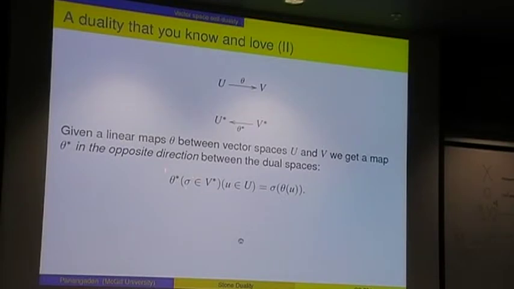Okay, so it's the obvious thing here. I want to construct theta star that takes an element of v star and gives you an element of u star. An element of u star has to know how to assign a number to u, so now you have those ingredients, sigma and u, and theta. How do I construct a number? Well, sigma knows how to take elements of v to numbers. Unfortunately, it doesn't have an element of v, but theta knows how to produce an element of v. And so there you are.